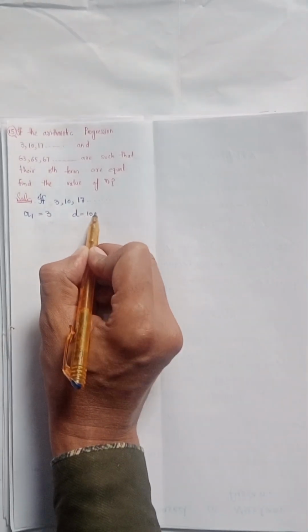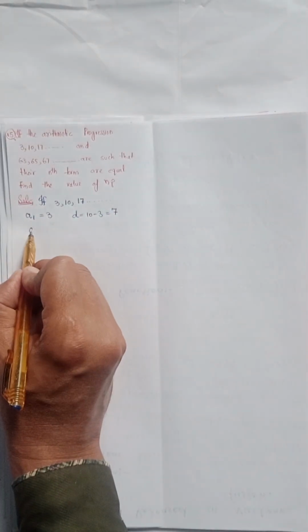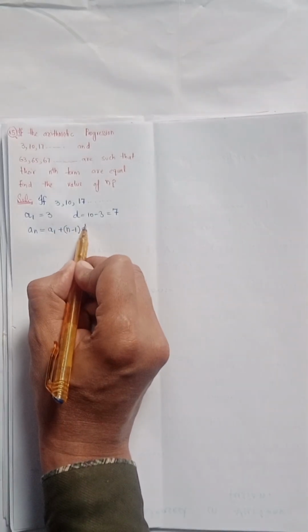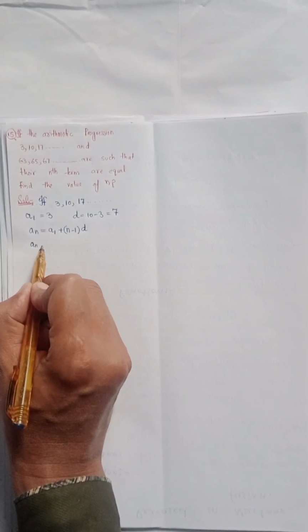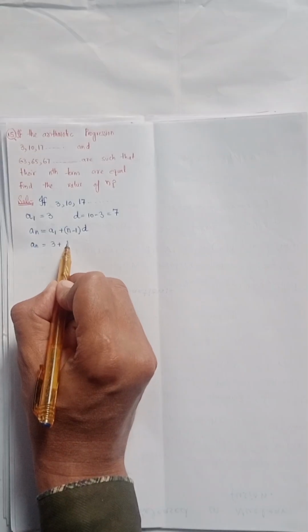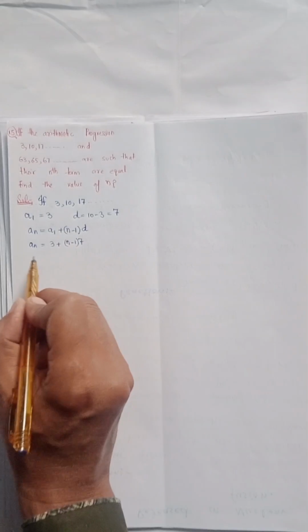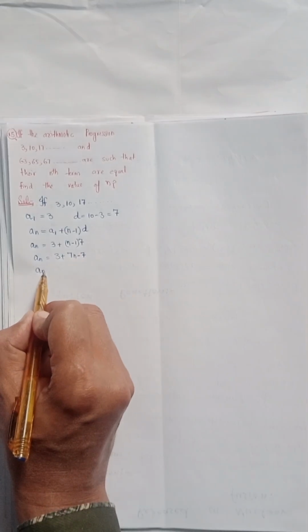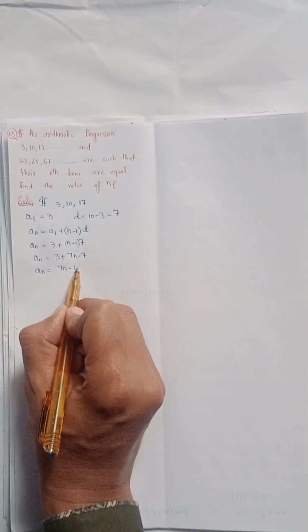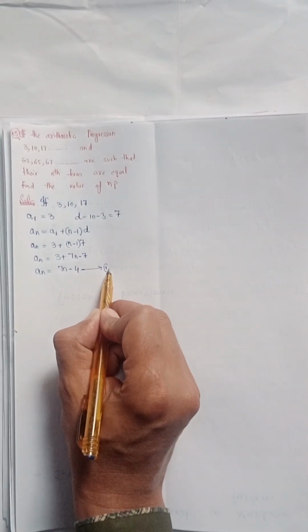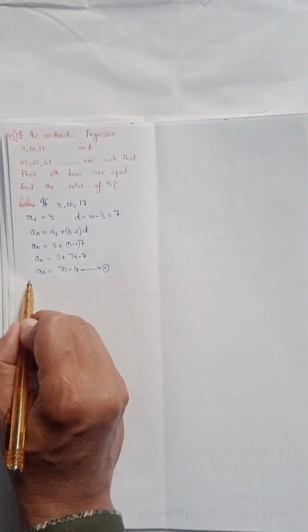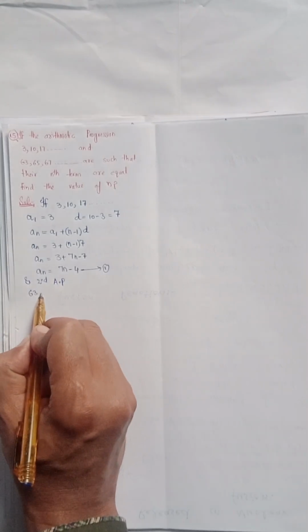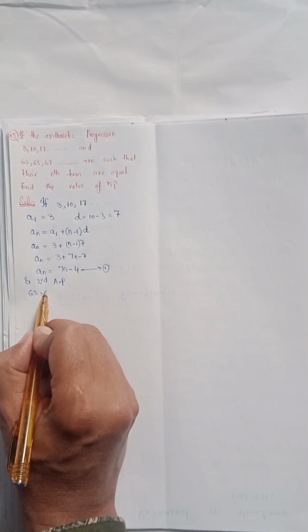And the second arithmetic progression 63, 65, 67: a prime n for this is a1 plus n minus 1 into d, and here a1 is 63 and d is 2, so a prime n equals 63 plus n minus 1 into 2, a prime n equals 63 plus 2n minus 2, means 61 plus 2n.